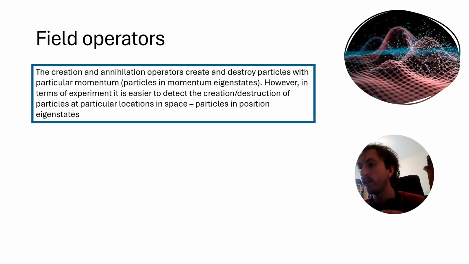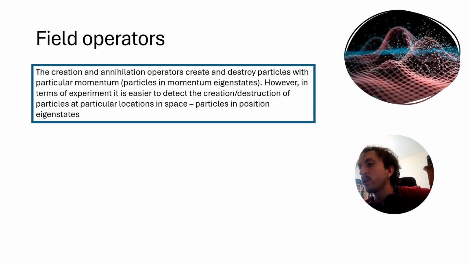However, we've also said that in terms of experiments, well, we might not have said it, but it's probably fairly obvious that we as humans don't easily register where things are in terms of their momentum. We don't live in a momentum space. We live in physical space. So, although theoretically it's easier to start with creation and annihilation operators, which explicitly refer to momentum eigenstates, it's much more practically useful to develop something from them which will create or destroy particles at particular locations in space, in other words, in position eigenstates.